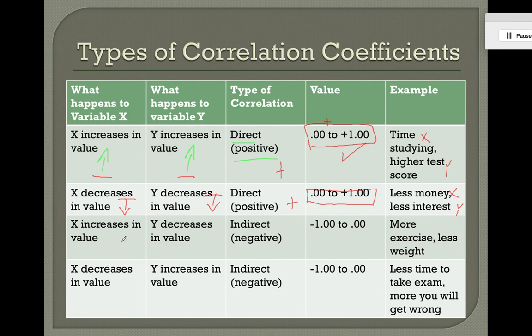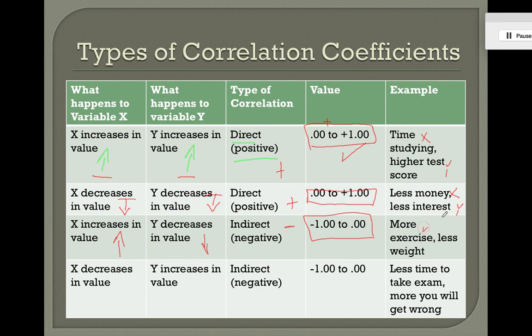Now, x increases in value, y decreases in value. So here we have x going up, y going down in this specific situation. We're going to have a negative or an indirect correlation that we're going to find between a value of 0 to -1. Okay, so our values now are on the negative side of the distribution.